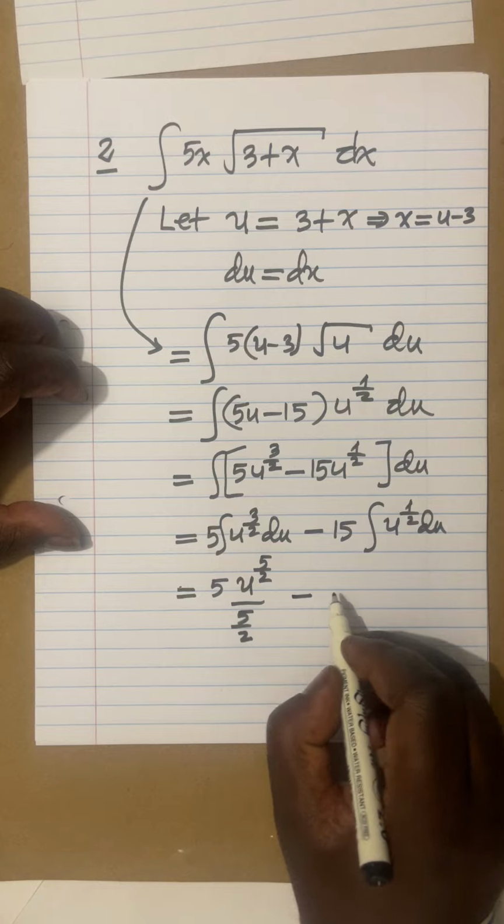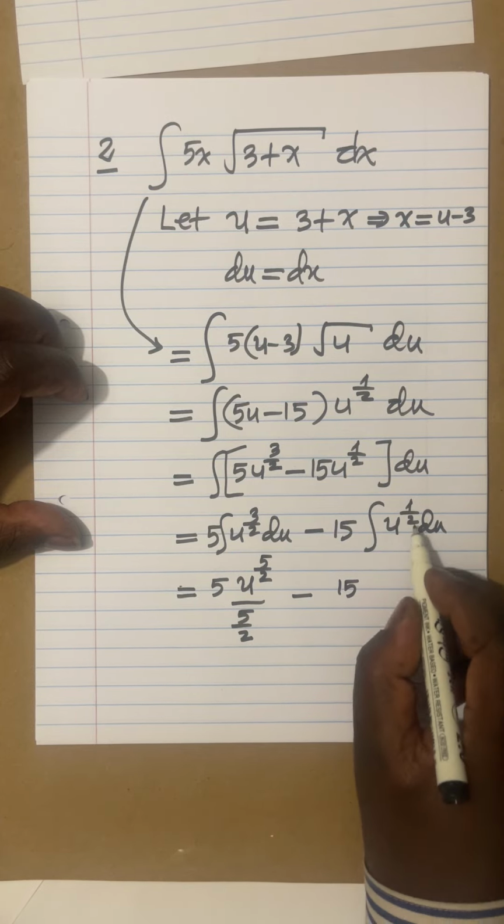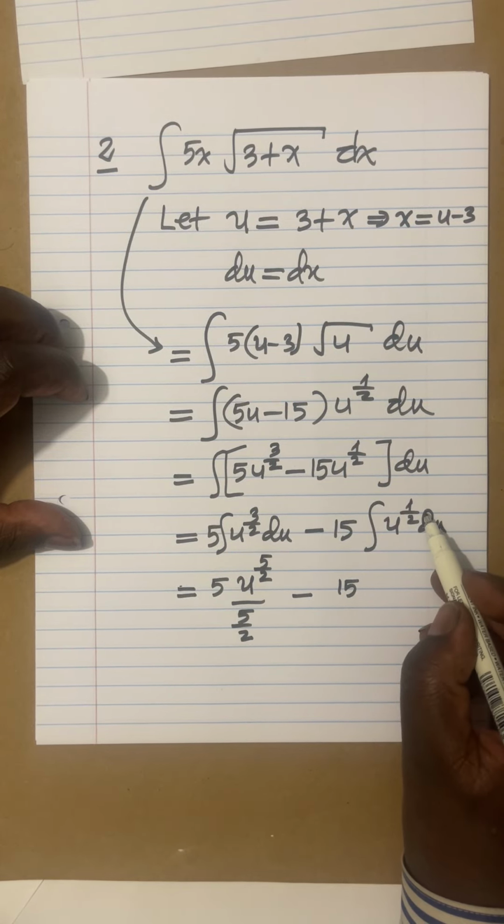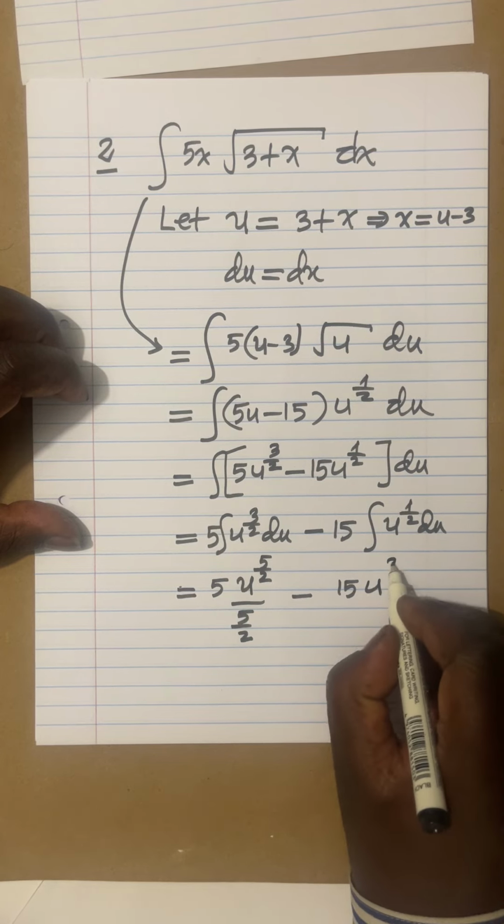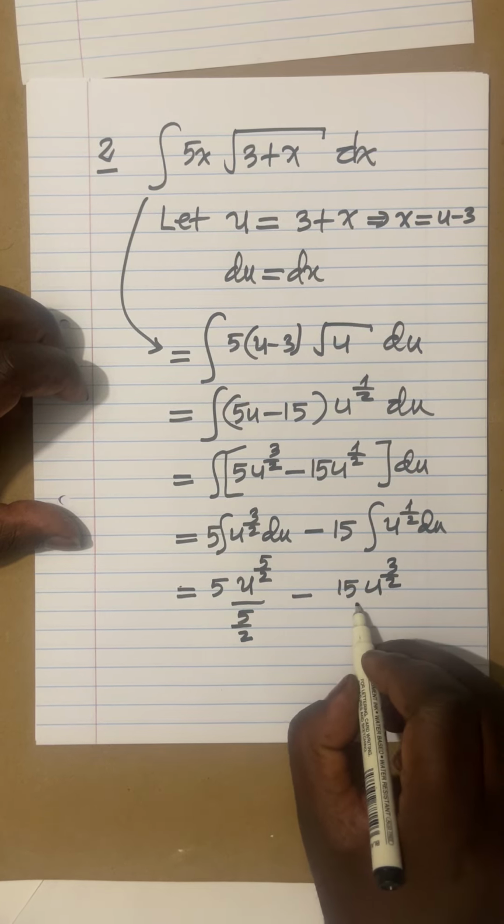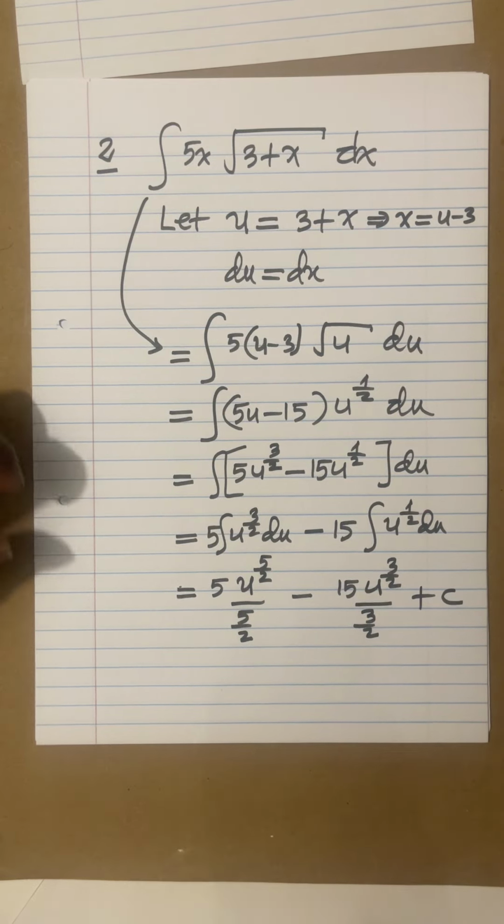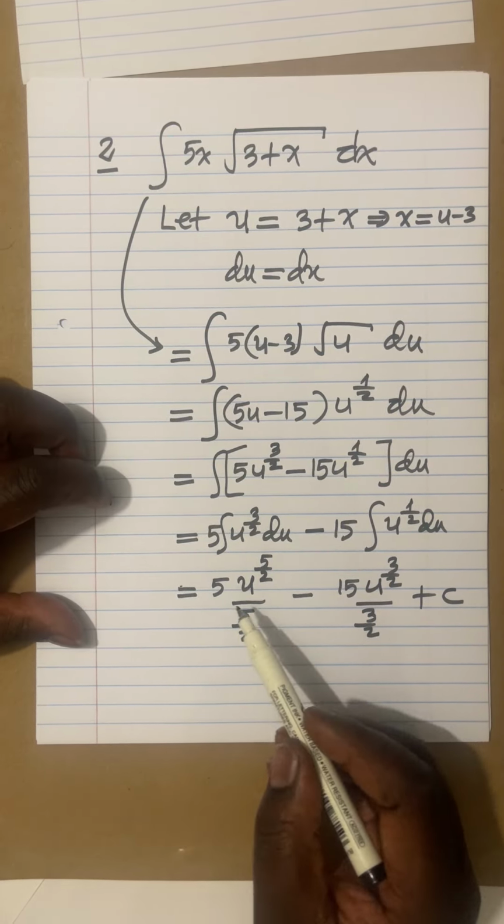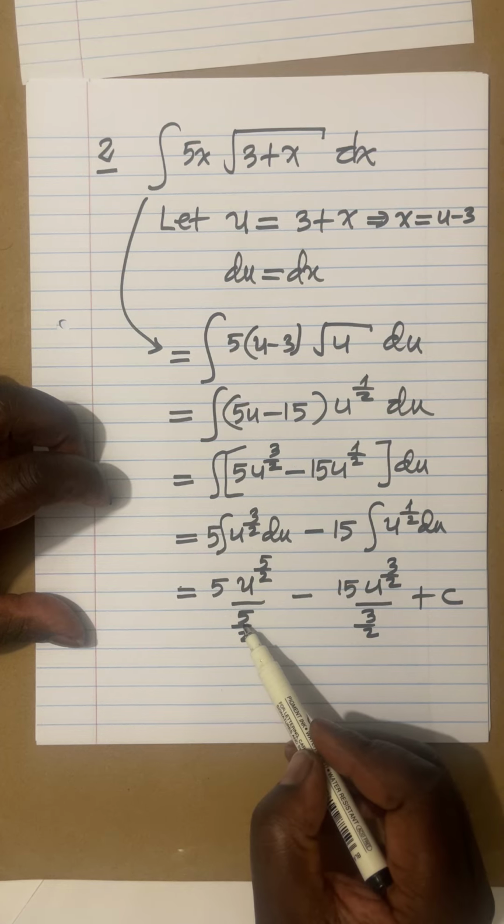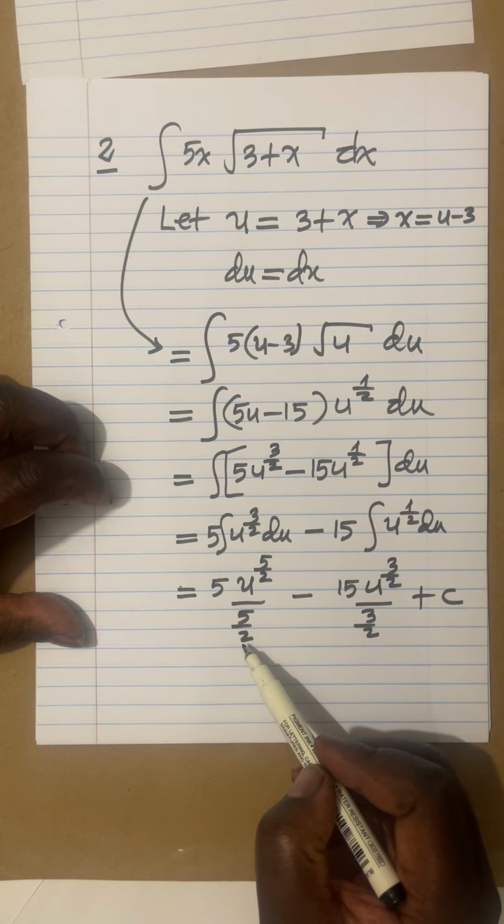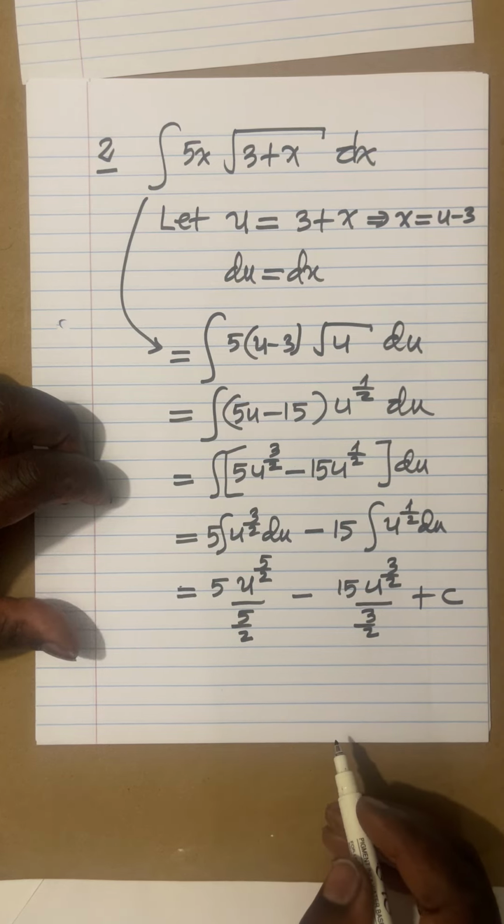And then minus 15, integral of this: half plus 1 is going to be 3 over 2, and I'm going to have u to the power 3 over 2, and then I'm going to have all over 3 over 2, and then I'm going to say plus c. Now let's simplify this. This part here, 5 divided by 5 over 2, is actually 2, if you check the arithmetic there.